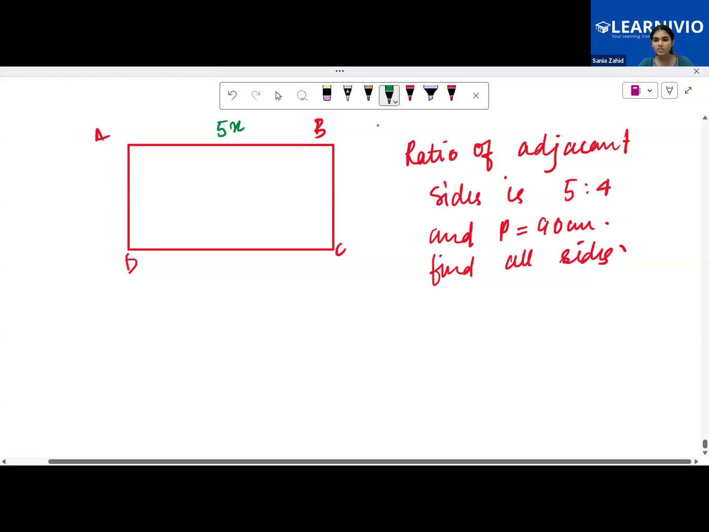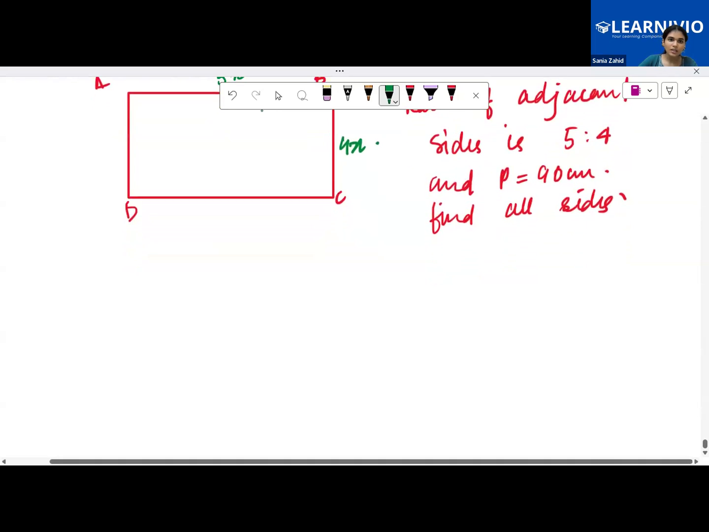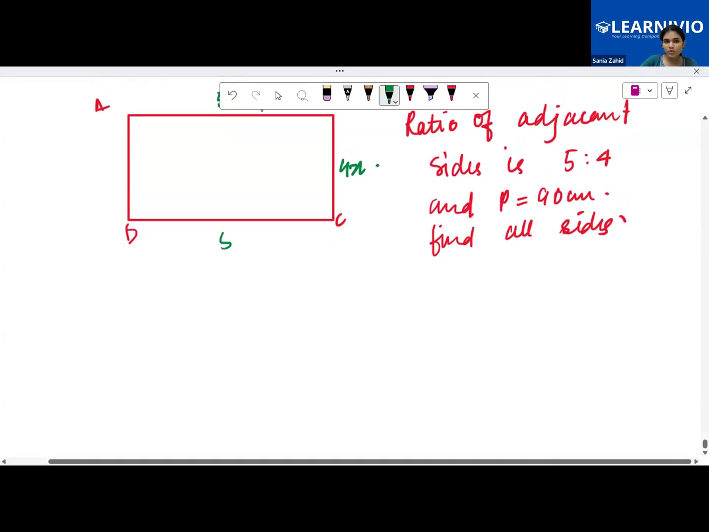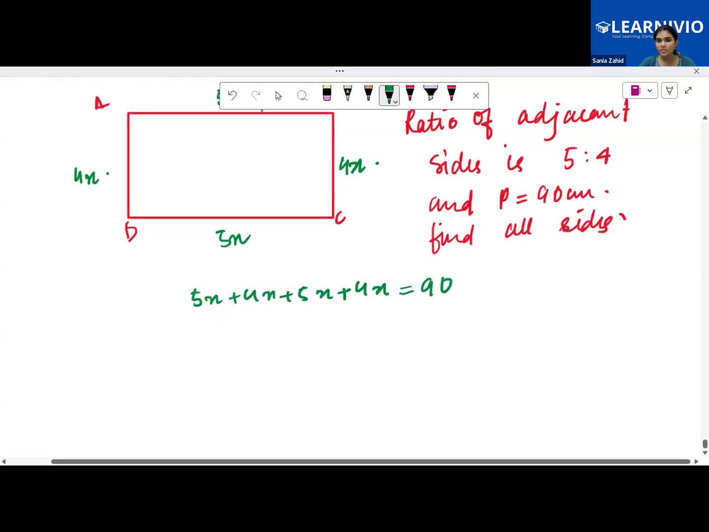Whenever a ratio is given, just add x to the ratio. So let's consider this is 5x and this is 4x, because obviously the length is 5x and the breadth will be 4x. Now, if this is 5x, this will also be 5x and this will be 4x. Now the perimeter is given to you, 90 centimeter. Perimeter is generally the sum of all sides. So just do the sum of all sides: 5x plus 4x plus 5x plus 4x. This is the sum of all sides. It should be equal to 90 centimeter, because the perimeter is 90 centimeters.